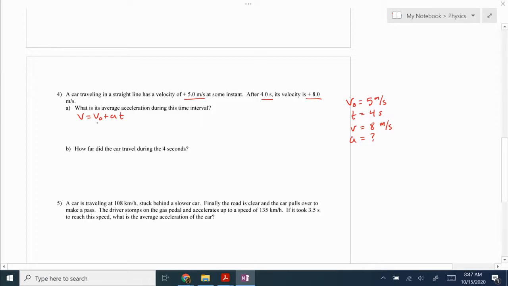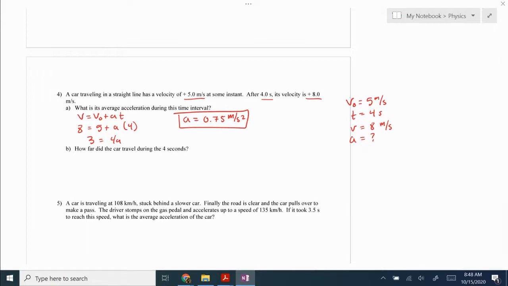then we plug in the information we're given. So we got our 8, we got our 5, our 4. Subtract the 5, that's going to give us 3 is equal to 4a. A is equal to 0.75 meters per second squared. Divide by 4, that's going to give you 3/4. 3 divided by 4 is 0.75.